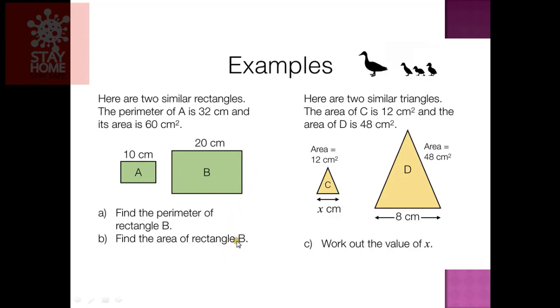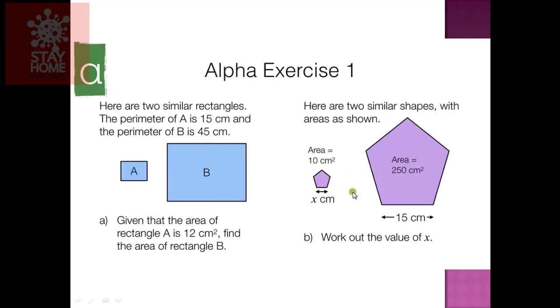Find the area of the rectangle. This will be the same, like the ratio. The ratio is 1 and 2. If this length is 10 centimeters and this length is 20 centimeters, and that will be 12. 20 multiplied by 12, the area of the rectangle will be, you can find out the area of B. Similar to this example, same situation here. You can solve this question also.